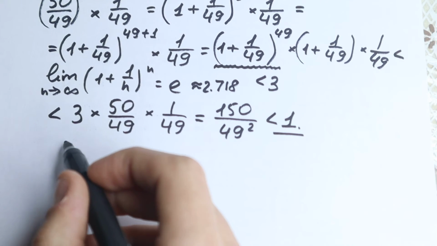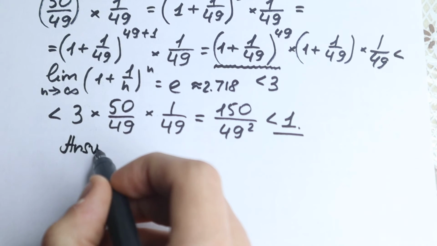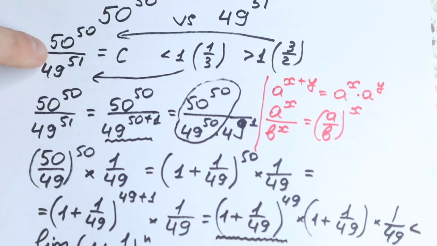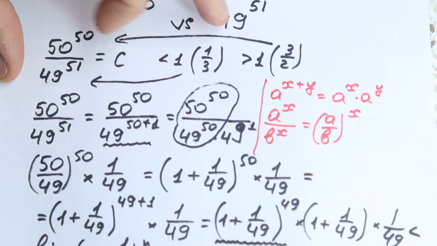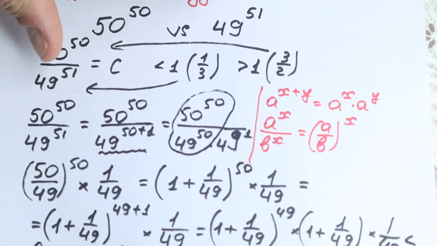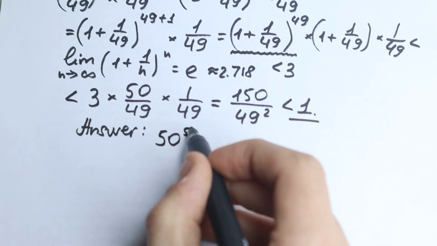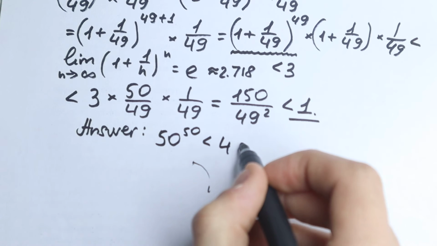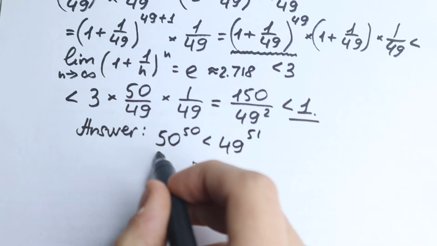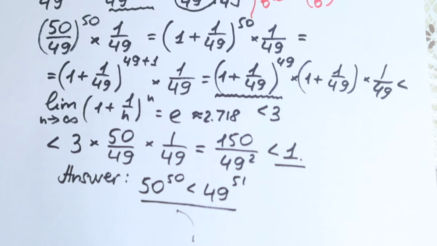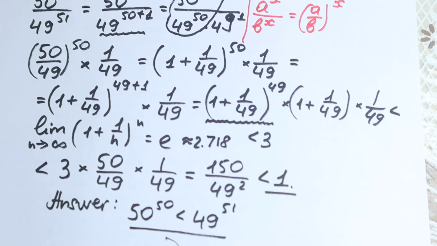So let's write our answer. In the beginning, we had our denominator right here, and this is this number, so this is the greater number. So we have 50 to the power 50 is less than 49 to the power 51. This is our final answer, and I hope you understand this step.